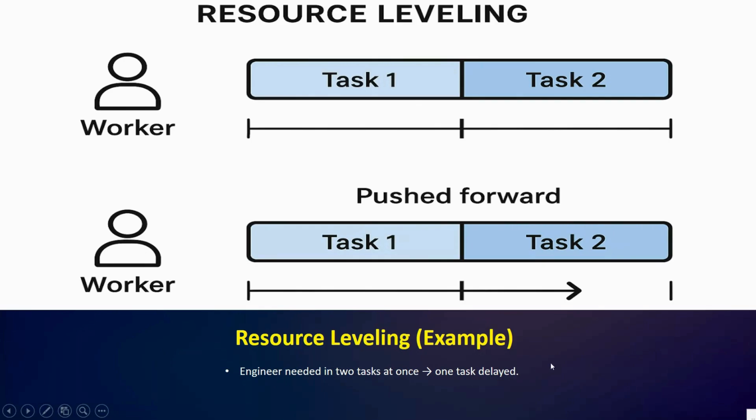Okay, so imagine you have one engineer assigned to task A and B, both scheduled at the same time. Since the engineer cannot work on both simultaneously, one of the tasks, say task B, is delayed until the engineer finishes the task A or task one. Okay, so the conflict is resolved, but as a result, the overall project duration may be extended. This is the clear case of the resource leveling in action. Okay.